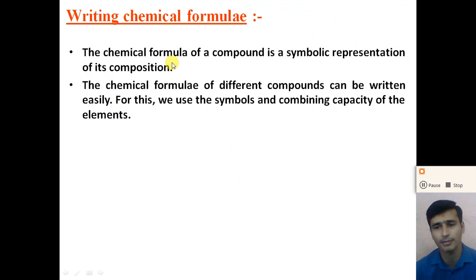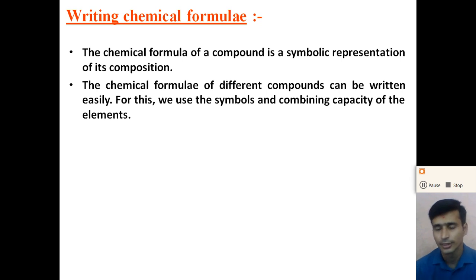Before writing the chemical formula, what do we mean by the chemical formula? A chemical formula of a compound is a symbolic representation of its composition, or we can say the symbolic representation of the atoms of the same element or atoms of different elements that are the components of the compound, right? So the atoms present in the compound we can represent in the form of symbols, right?